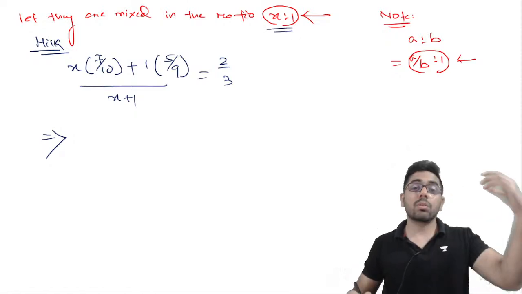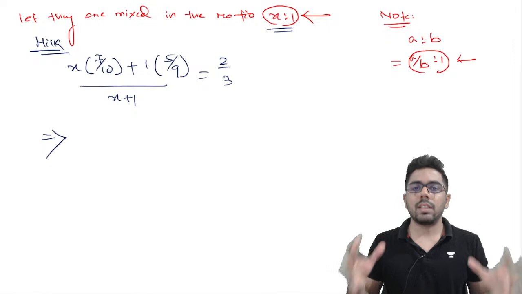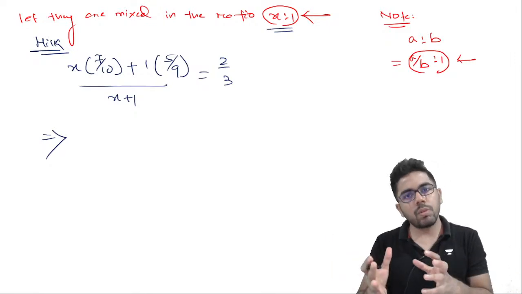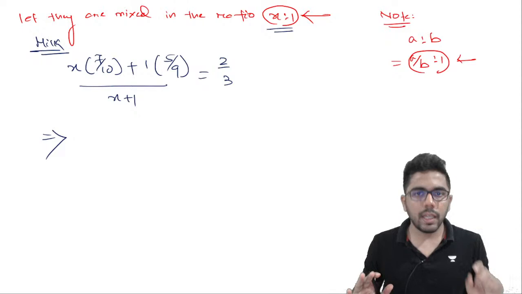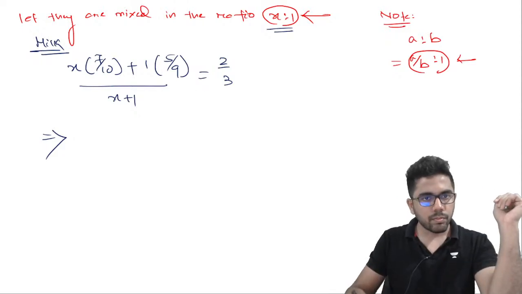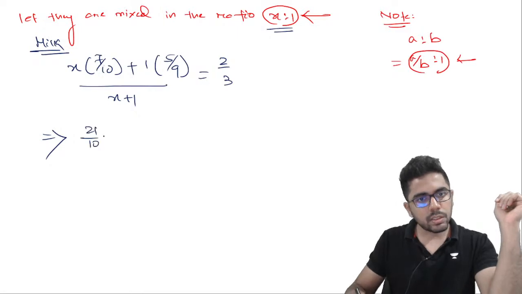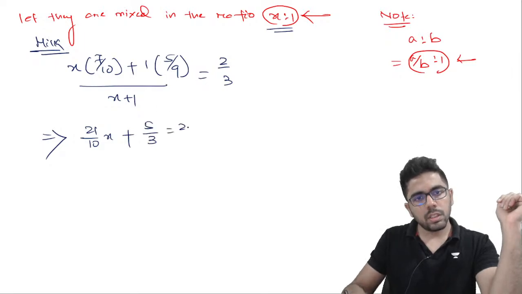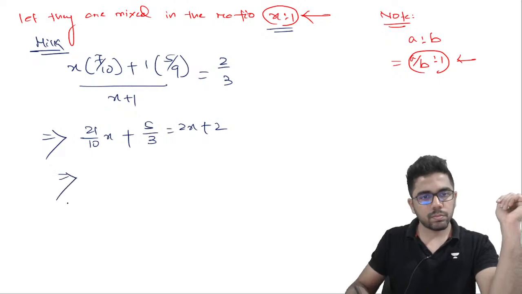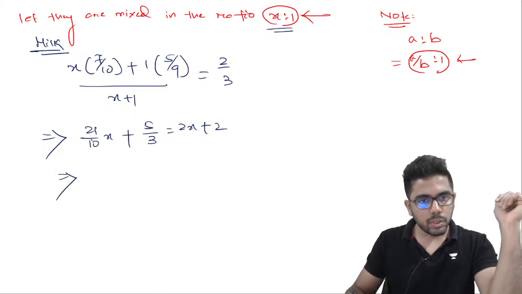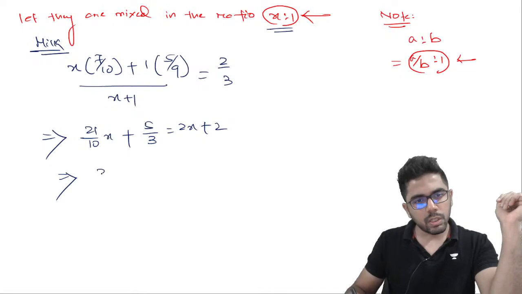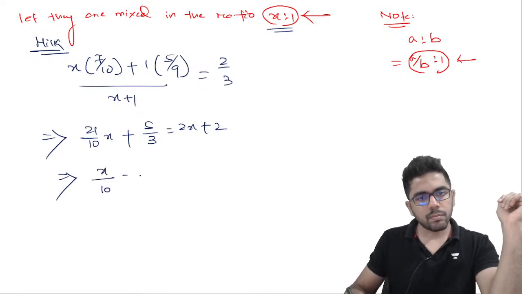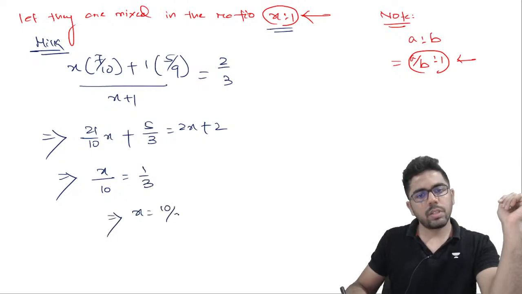Sometimes in a different question you take x:1 rather than taking it as A:B, so you will have to worry about one less variable, so it gets solved in a single variable. Okay, so this is 3 into 7, so it's 21/10x plus 5/9 into 3 is like 5/3 is equal to 2x plus 2. So 21x/10 minus 2x will give x/10 is equal to 1/3. So x is equal to 10/3.